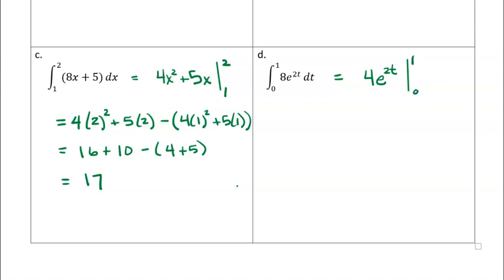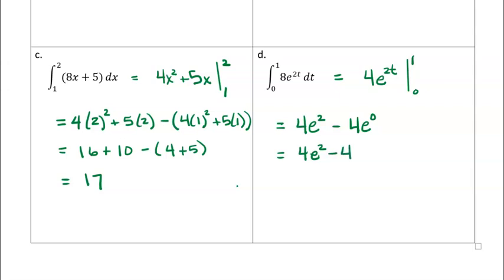Okay, so now I just need to plug in those values, right? I'm going to plug in the value at the upper limit, so I'm going to get 4e to the 2 times 1, so I'm just going to write that as 4e squared, minus 4e to the 2 times 0, which is 0. Now e to the 0 is 1, so what do we have? We have 4e squared minus 4.